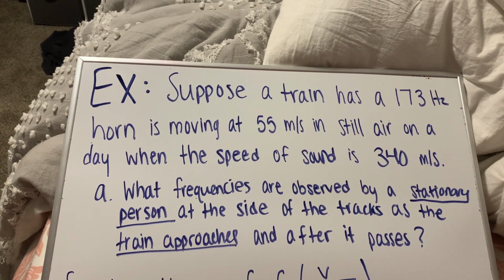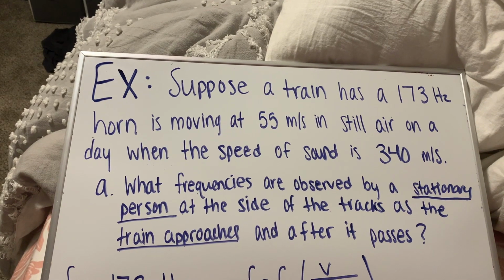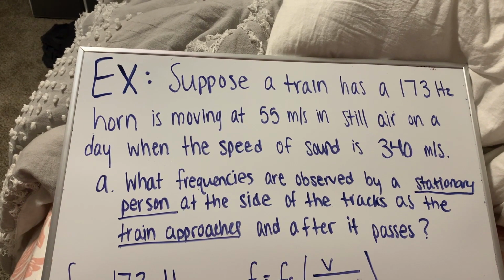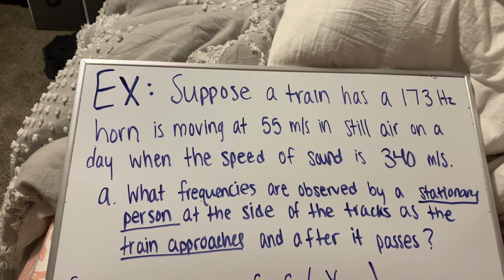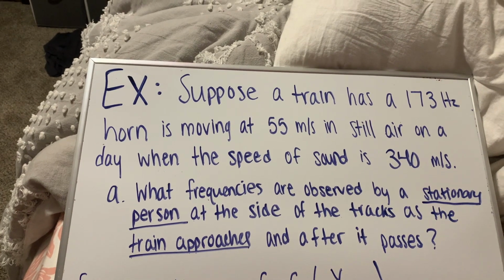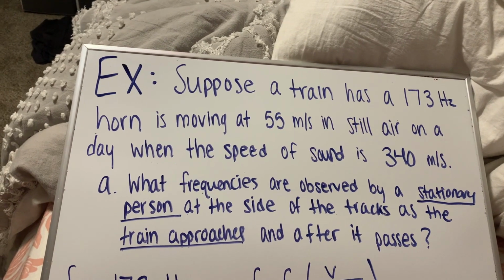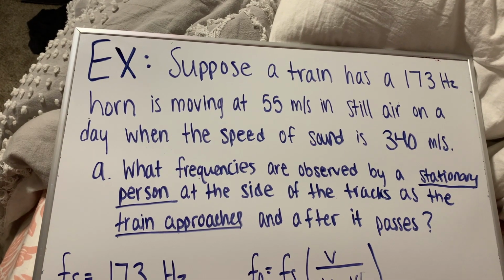Suppose a train has this 173 hertz horn and is moving at 55 meters per second in still air on a day when the speed of sound is 340 meters per second. First we're going to find what frequencies are observed by a stationary person at the side of the tracks as the train approaches and after it passes.